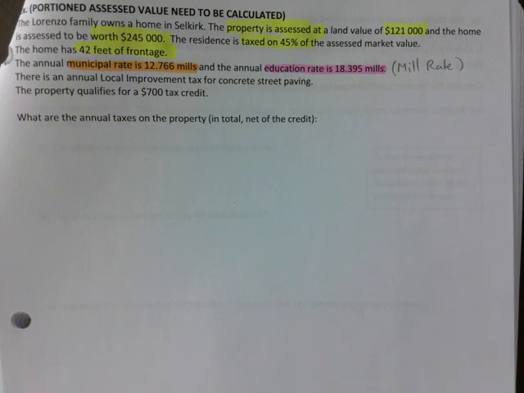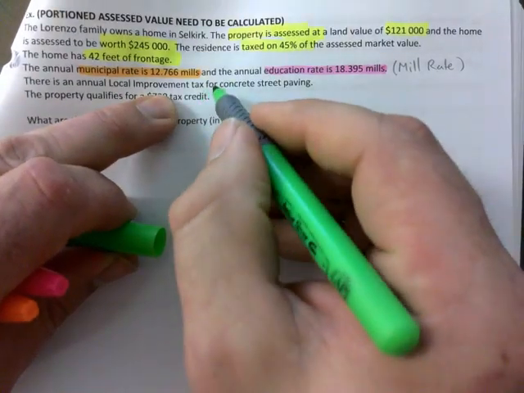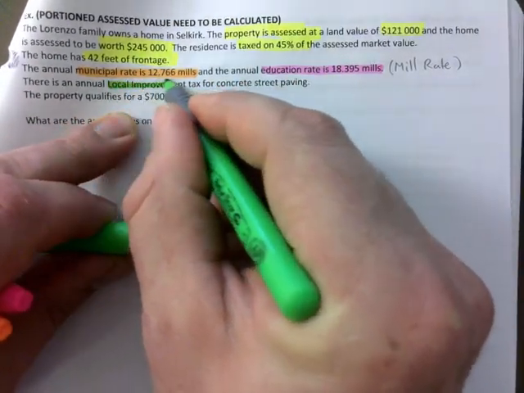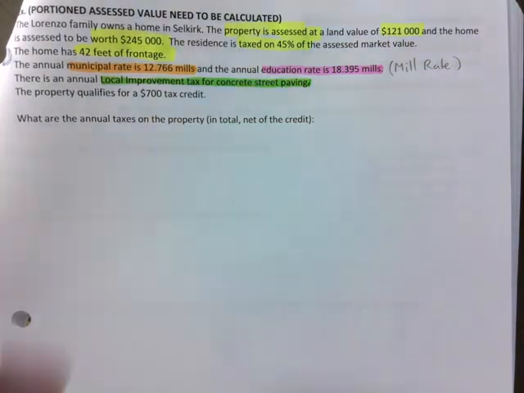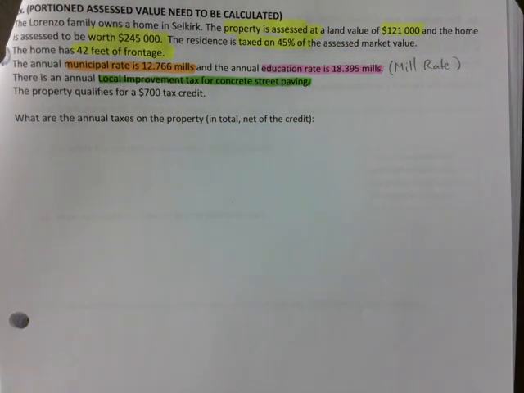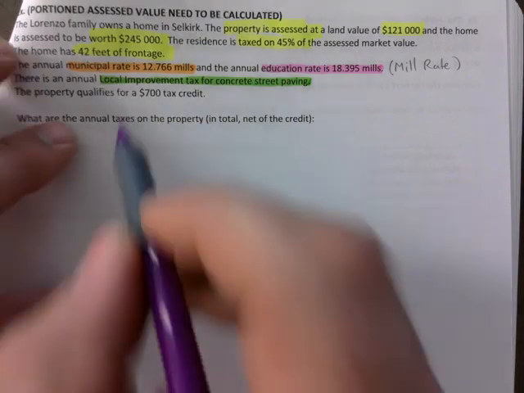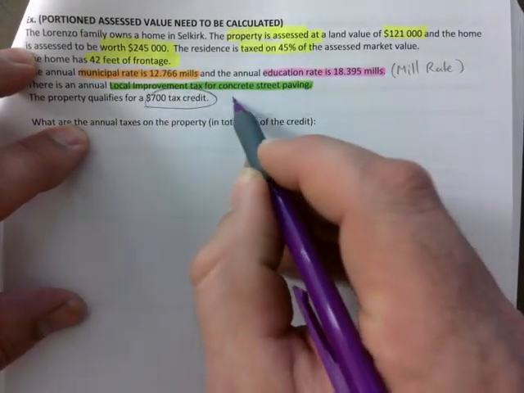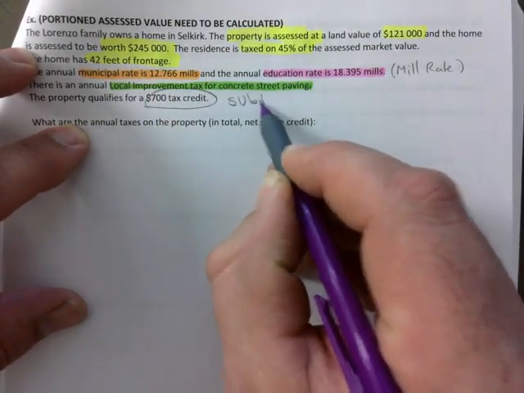There's an annual local improvement tax for concrete street paving. That is important, right? The local improvement is going to be for street paving. There isn't always a local improvement, and you will not always have a credit. In this case, there's a tax credit. We like that, right? There's a tax credit. We're going to subtract.